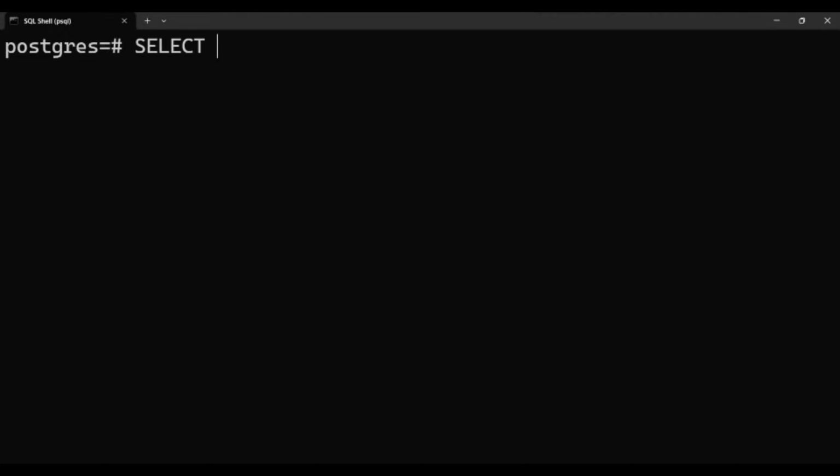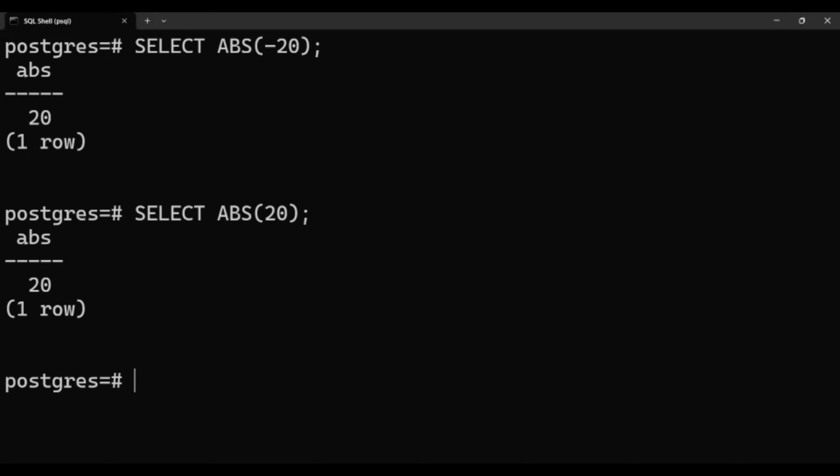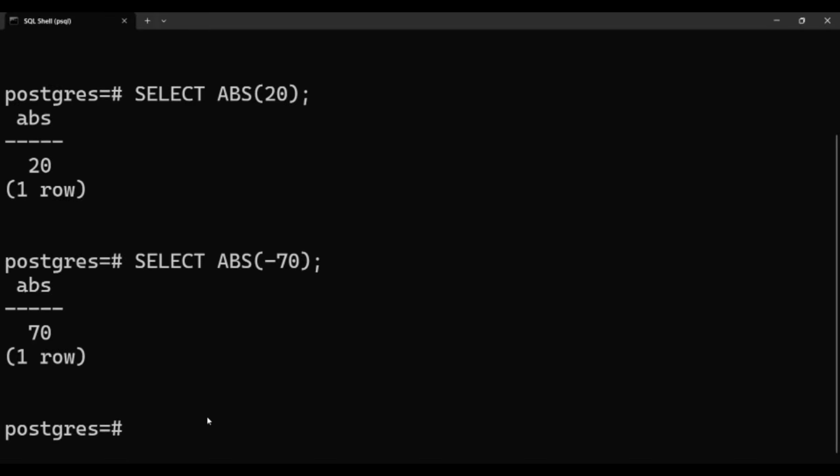Mathematical operations. There are different types of mathematical operations. Let us know about them one by one. Firstly, ABS, which means absolute value. If you give ABS of some value, you will get a positive value in return. For example, here I am giving ABS of minus 20, and I got plus 20 as output. If I give plus 20, I'll get plus 20 only. If I give minus 70, I'll get plus 70 only. If I give any value in ABS, I'll get only the positive number in the output.